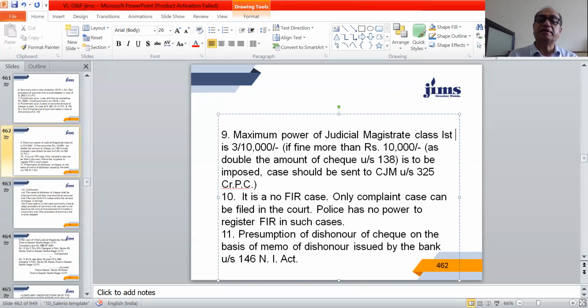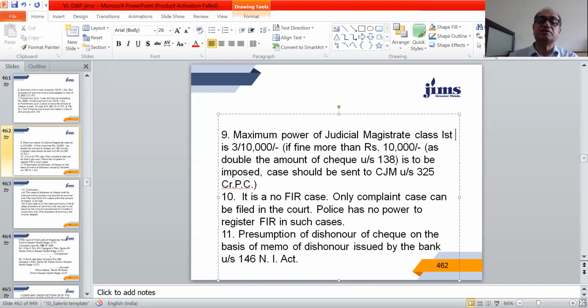And if fine more than 10,000 is to be imposed, because you are imposing fine double the amount of the check, then case should be sent to the Chief Judicial Magistrate under section 325 of CRPC, because there is no fine limit which a CJM can impose on an accused.